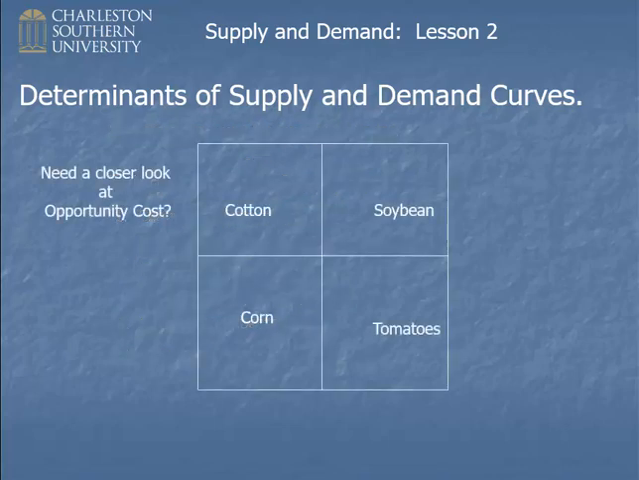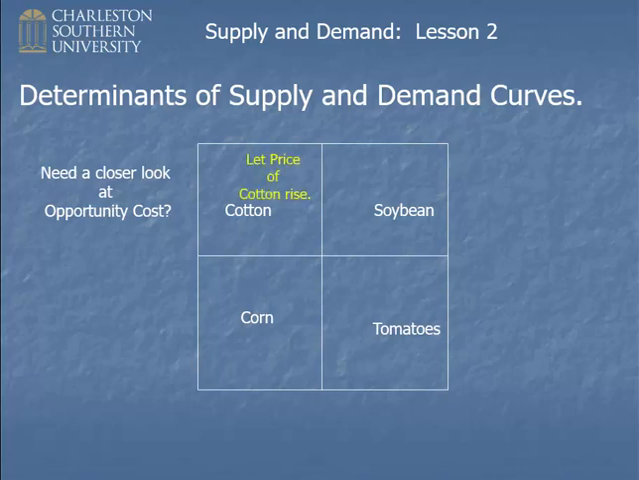Okay, so now let's take a closer look at opportunity cost. Imagine this is a farm and we have 4 fields, and we have cotton in this field, soybean over here, tomatoes, and corn. And now let's imagine that something happens to the price of cotton, that cotton gets expensive, and everyone's expectation is that cotton is going to be expensive for several planting seasons. So what would this farmer do?